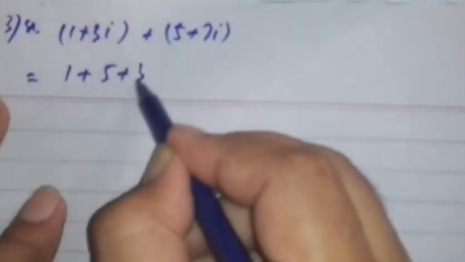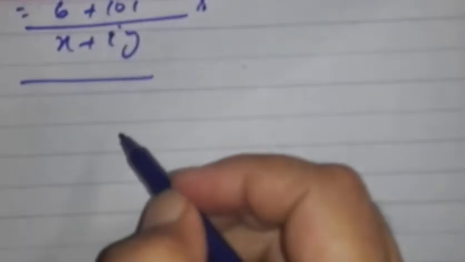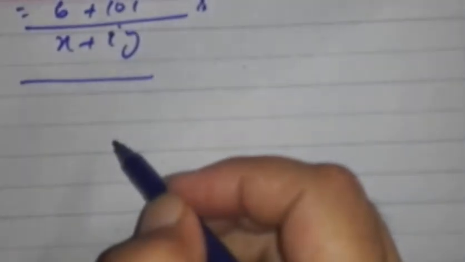Question number 3, express the following number in the form x plus iota y. So this is simple addition. 1 plus 5 plus 3 iota plus 7 iota. 1 plus 5 we get 6, and 3 plus 7 we get 10 iota, which is in the form of x plus iota y. Here 6 is the x value and 10 is the y value, so we have expressed it. This is our answer. Part second is subtraction, do it by yourself.